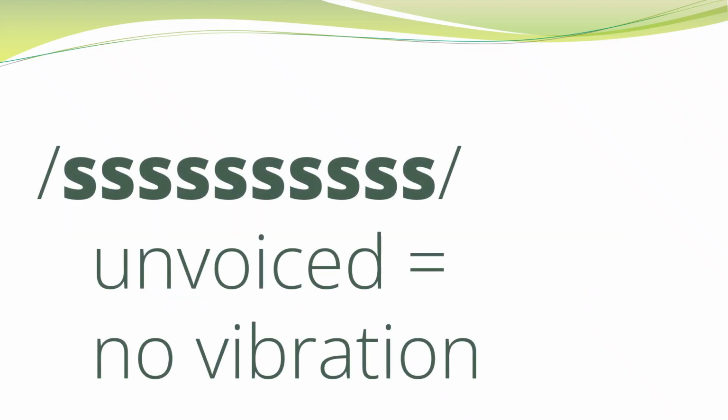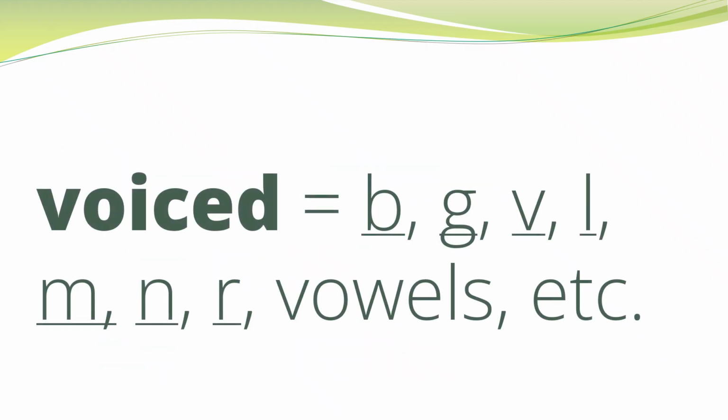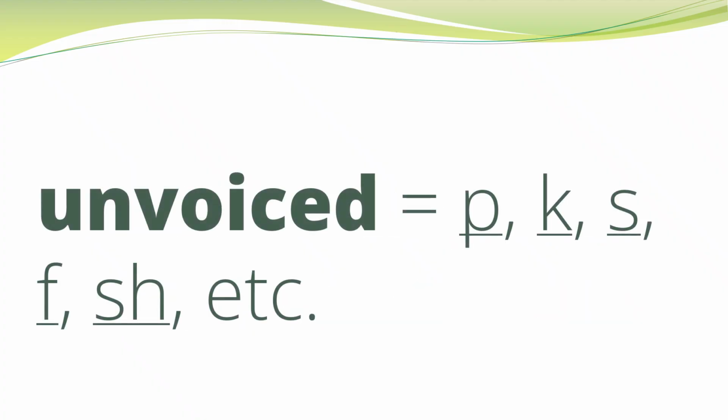Now, put your hand on your throat and say the S sound. You can't feel a vibration. That's an unvoiced sound. So remember, voiced sounds make your throat vibrate with letters such as B, G, V, L, M, N, R, and vowels. Try the sounds and you'll see what I mean. Letters with unvoiced sounds such as P, K, S, and F, etc. don't vibrate.